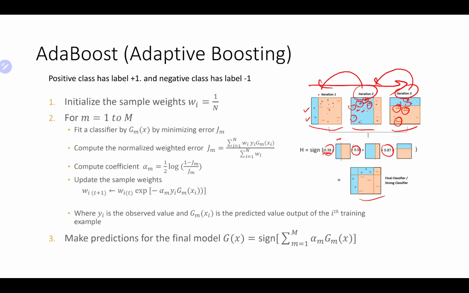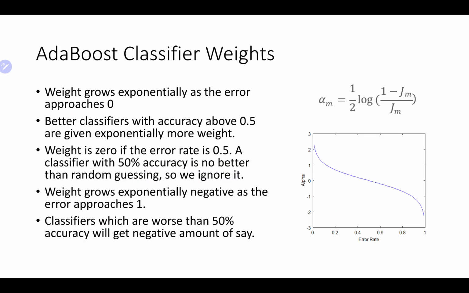So this alpha value, see here, which is these weights. It's based on how good the model is. This J is the error in that tree there. So let's see an example of this, what it looks like in a bit more detail. This is the calculation. The weight grows exponentially as the error approaches 0. So as the error goes down, meaning the accuracy goes to 100%, the weight will grow exponentially, right?